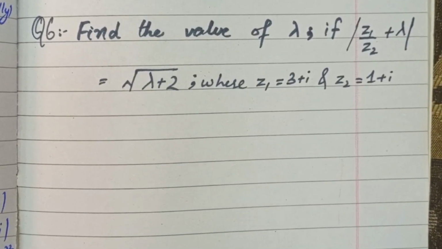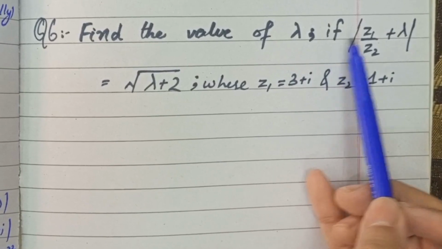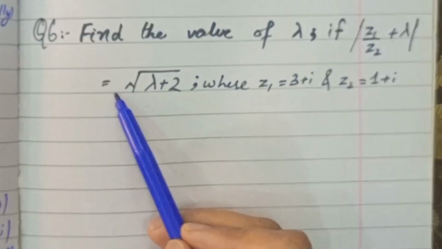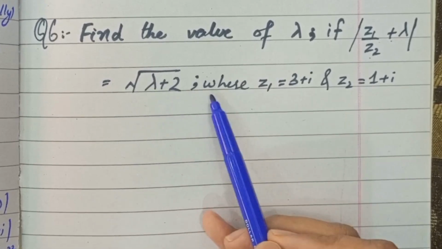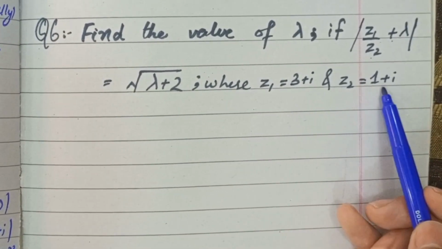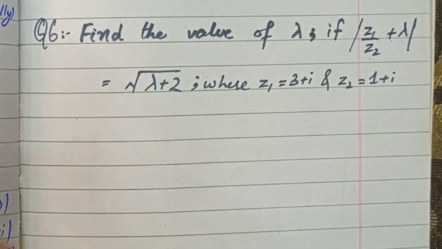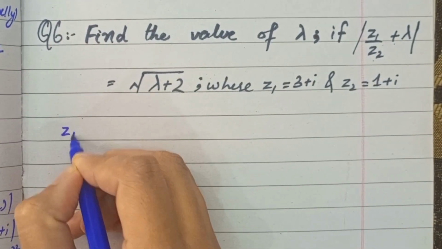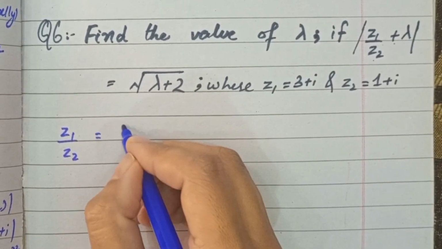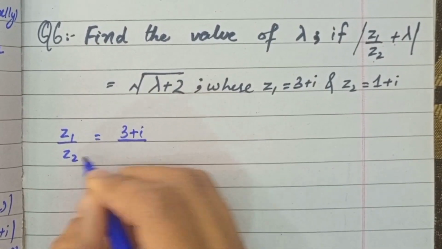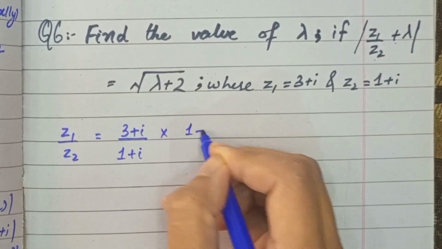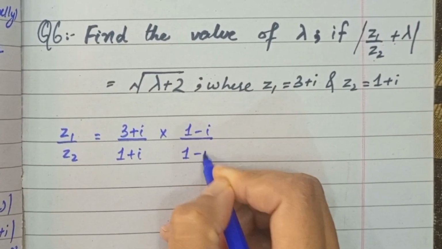Okay, question number 6: find the value of lambda if |z1/z2 + lambda| equals the square root of (lambda + 2), where z1 equals 3 plus iota and z2 equals 1 plus iota. Let's begin with z1 by z2. First we will solve this one. When z1 is 3 plus iota and z2 is 1 plus iota, divide and multiply with 1 minus iota.